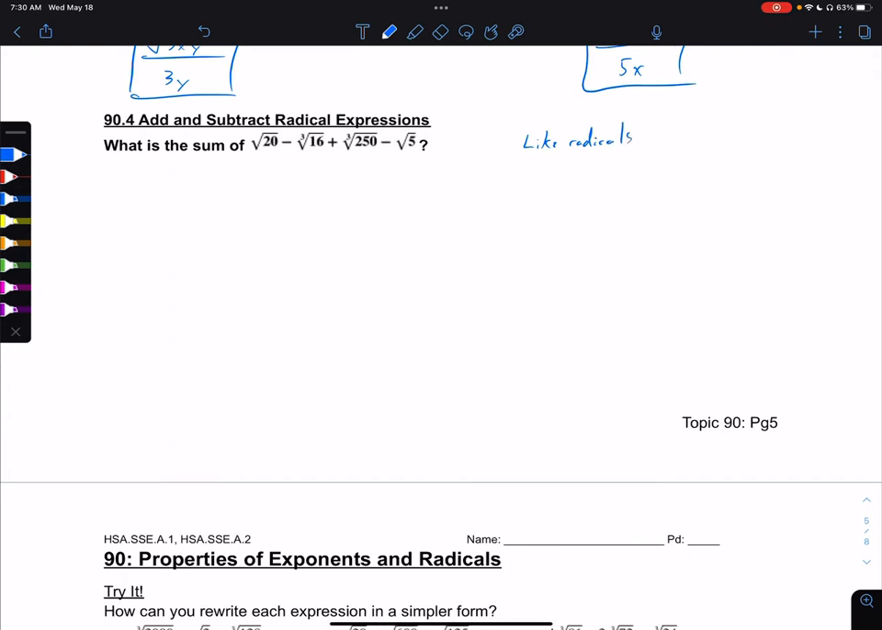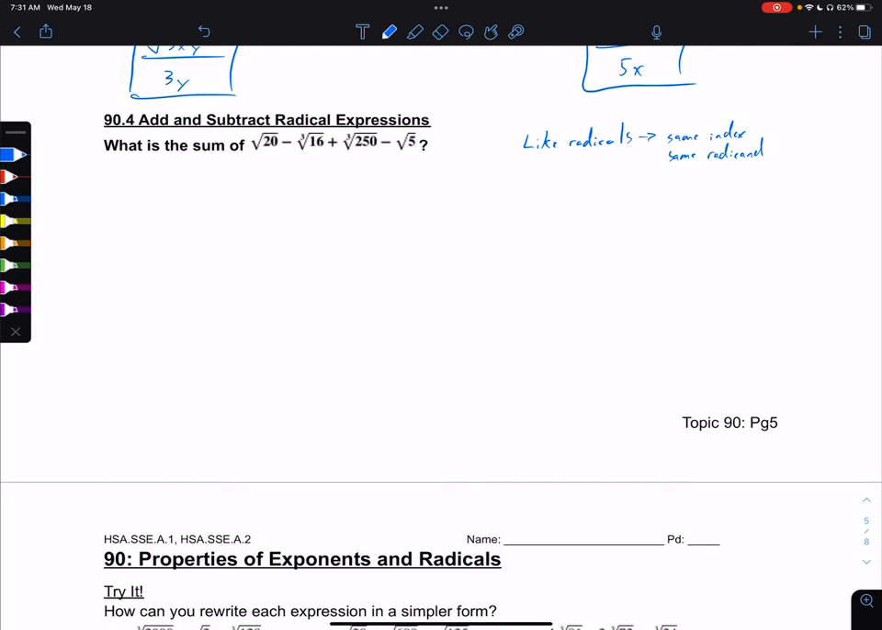And like radicals have the same index and the same radicand. Right. So like radicals can be added or subtracted, but to do that, they have to have the same index and they have to have the same radicand. Now, if I look at this problem here, none of them have the same radicand, right? 20, 16, 250, and 5. Those are all different numbers.